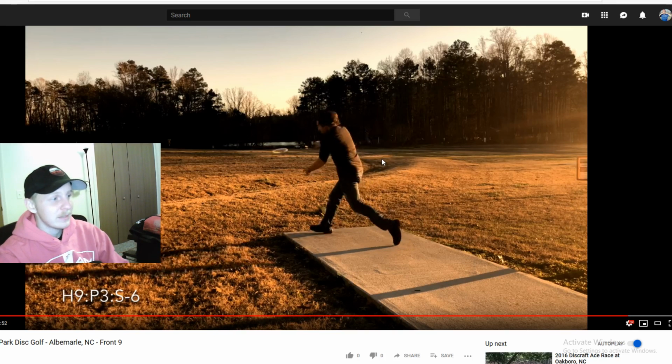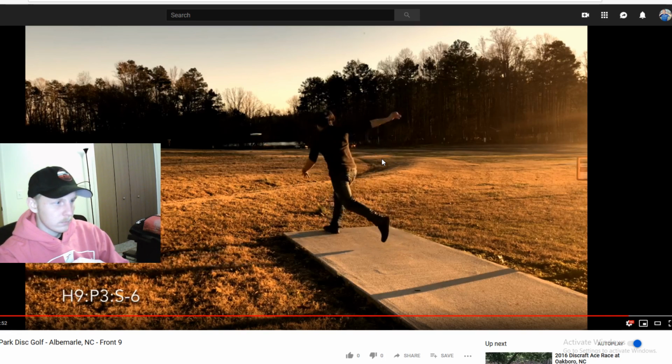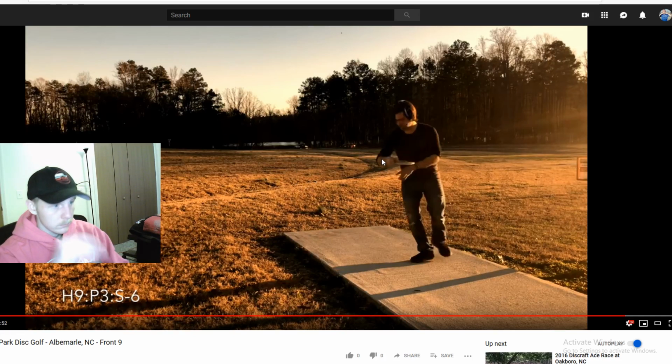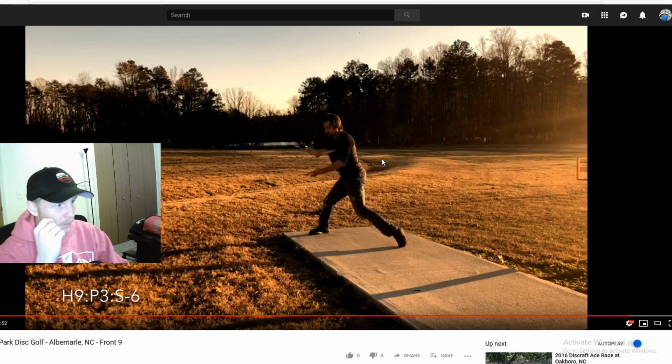And you can see he does dip it a little bit, and it is a little bit of a nose up. But otherwise, he's got really solid form here. A little bit of that early reach back is causing that nose up. But here, he's coming into the power pocket. That's almost perfect. Not that, this.